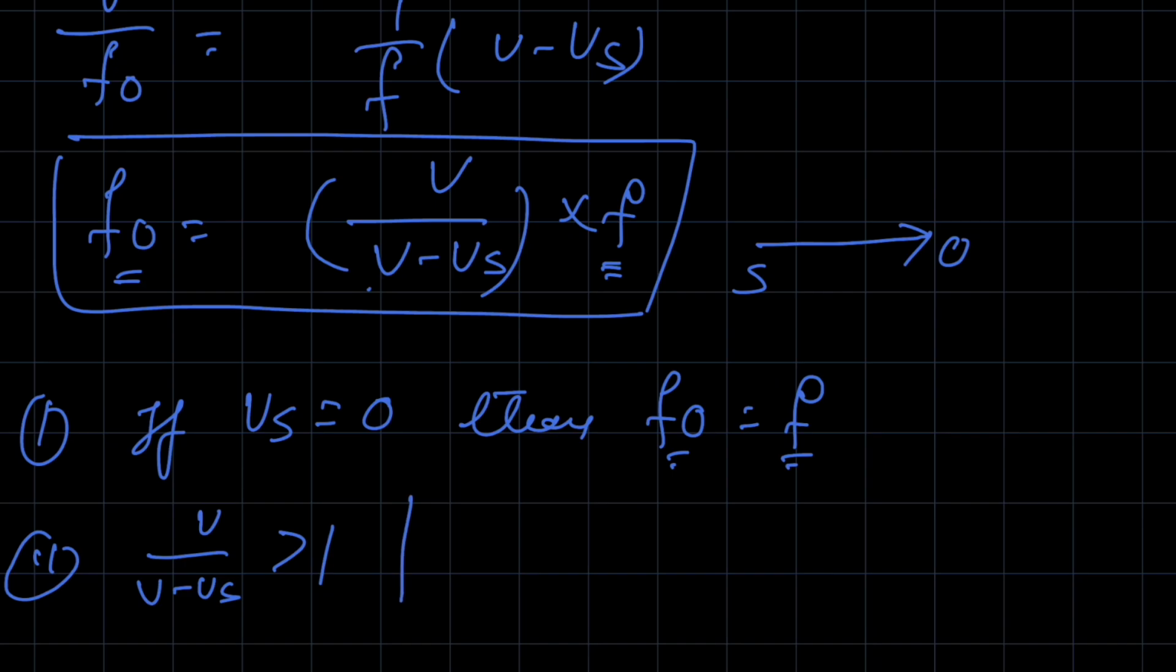This means frequency f naught is greater than f. When the source is moving towards the observer, the observed frequency is greater than the source frequency.